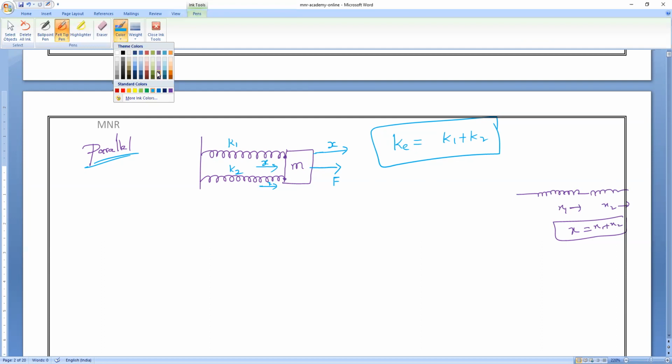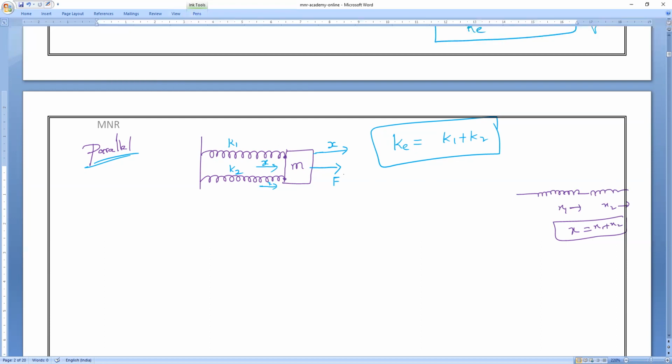So both are showing the same distance, which means the force applied on them is distributed equally? It is distributed. Then, total force is equal to F1 plus F2. Am I right or wrong, everybody? Will you agree with me? So in parallel connection, what will happen?